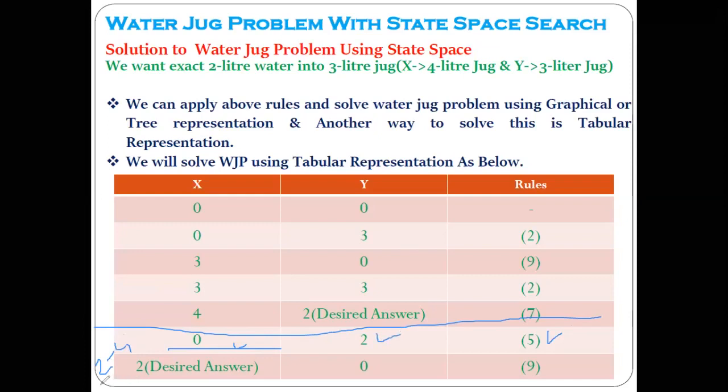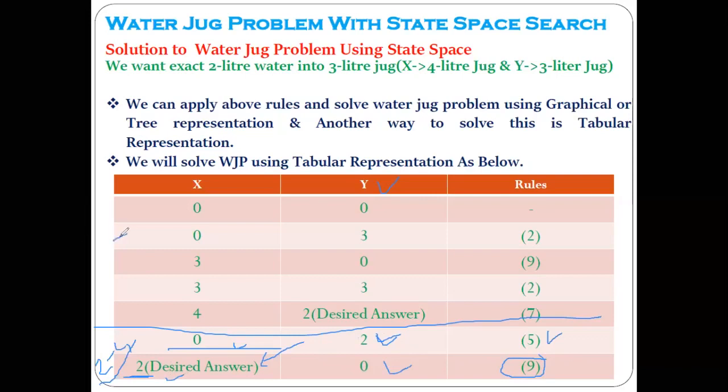Next, what do we want? We want 2 liters of water in the 4 liter jug. Then we pour everything which is available in the Y, which is 2, into the X. If you pour everything from Y into X, the rule to apply is rule number 9: whatever is in the Y, pour everything into the X. Then you will get X as 2 liters of water, and Y will be 0.